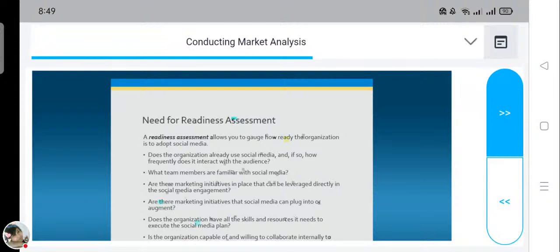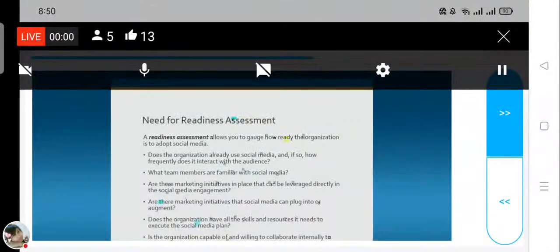Another question would be, is the organization capable of and willing to collaborate internally to achieve social media objectives? Is upper management on board? Does everyone understand how social media is important to the current platform of serving our customers? Who are we trying to reach?